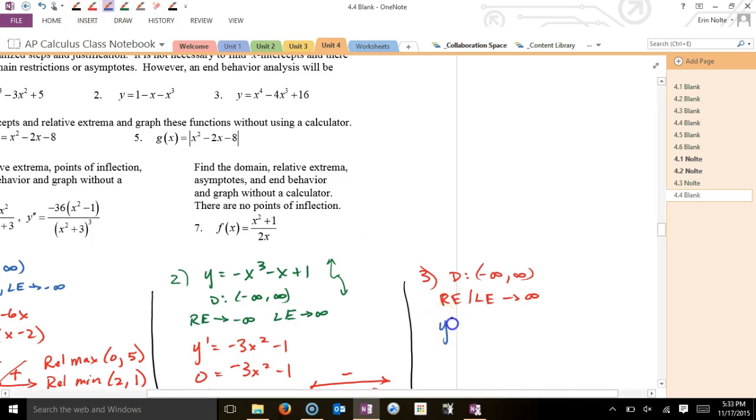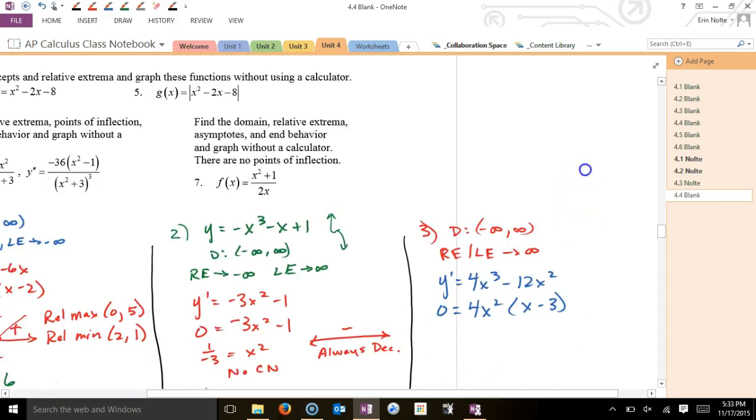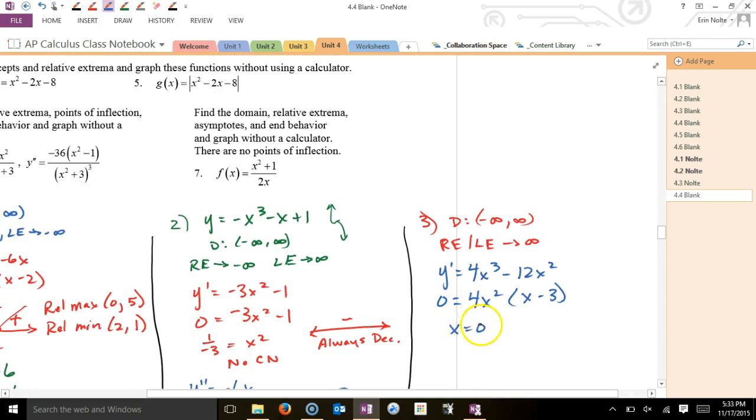Let's do any max or min. So I take my first derivative, I get 4x cubed minus 12x squared. Set it equal to 0. Greatest common factor would be 4x squared. Be left with x minus 3. So critical values of 0 and 3.